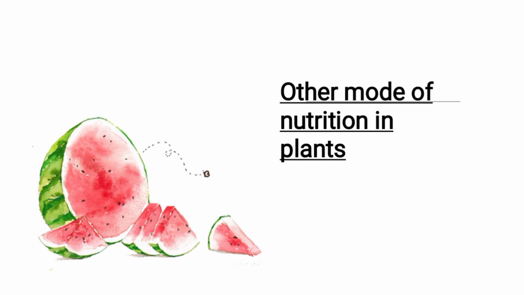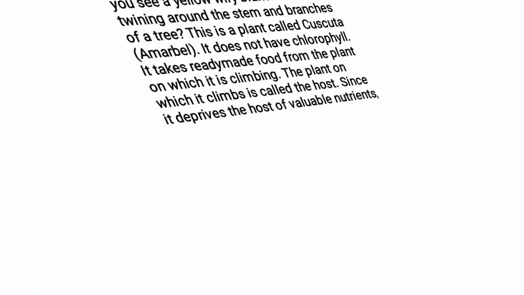Today I am here to teach you Class 7 CBSE Science, first chapter, part 3, that is other modes of nutrition in plants. In the previous class we studied about photosynthesis. In this class we'll continue with other modes of nutrition in plants. Other than photosynthesis, how can plants make their food, or are there some plants that can get food from other modes, different types?